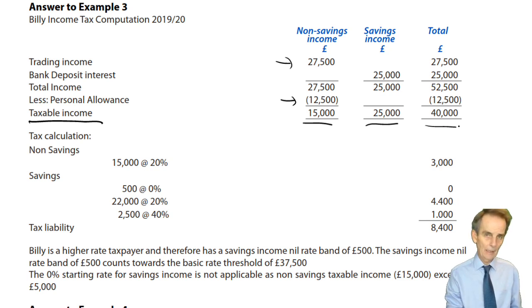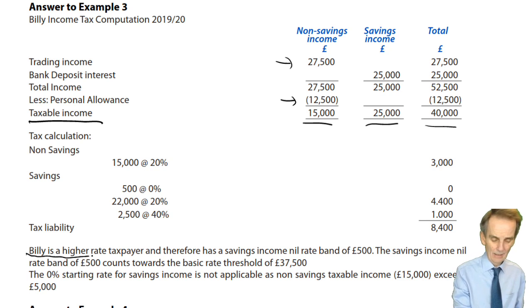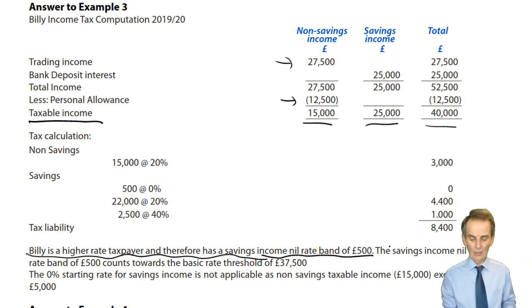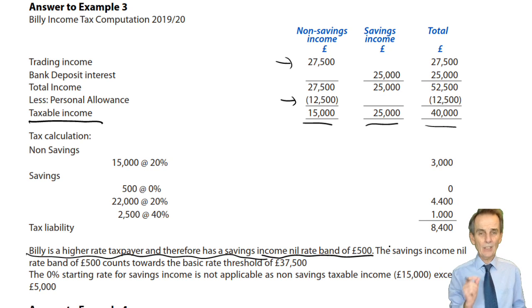Basic rate band limit, we know, £37,500, and therefore we're a higher rate taxpayer. As we've written here, Billy is a higher rate taxpayer, and therefore has a savings income nil rate band of £500. So that's the first thing sorted, the savings income nil rate band, because he's a higher rate taxpayer.